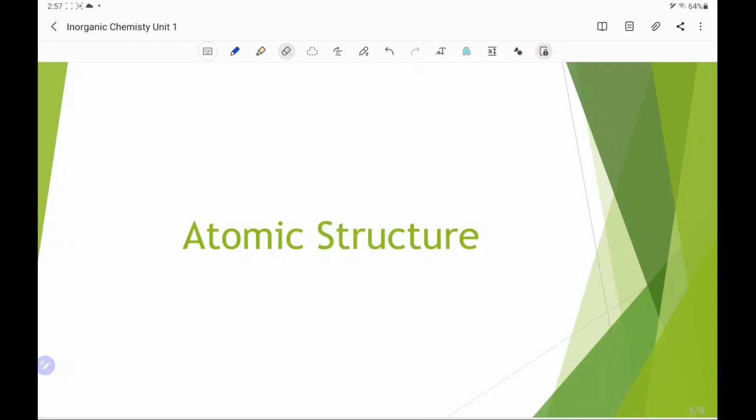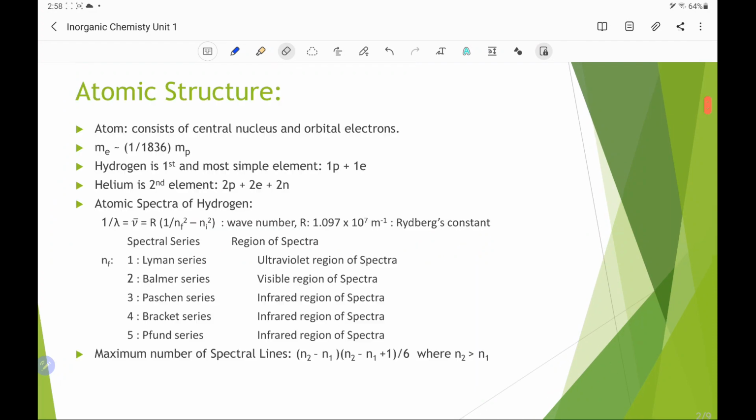Hello, we're starting inorganic chemistry, and the first topic is introduction to atomic structure. An atom is the smallest unit of an element and it consists of a nucleus and the electrons in the orbitals. The nucleus contains protons and neutrons, while the electrons revolve in orbits around the nucleus.